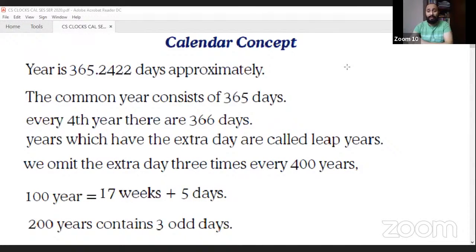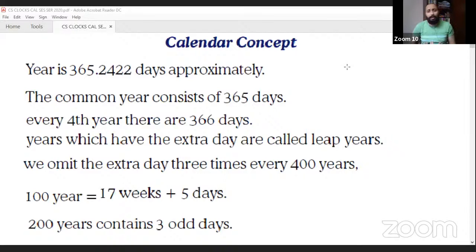So after that, we are going to the calendar concept. What we are doing at the calendar concept is, the year is approximately 365.2422 days. This is the issue we are facing. The actual one year, one full rotation of Earth around the Sun, takes 365.2422 days.